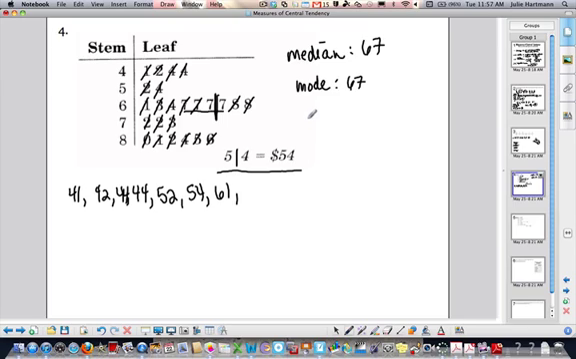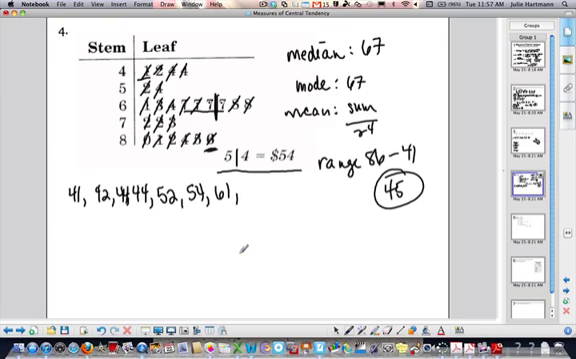If you have to find the mean, you just add them all up, use a calculator, add them all up, and divide. There are 1, 2, 3, 4, 5, 6, 7, 8, 9, 10, 11, 12, 13, 14, 15. So you add them all up and divide by 24. Okay, that gives you your mean. And then your range, the highest one was 86, minus the lowest one, 41, giving us a range of 45. Okay, that's how you do the stem and leaf plot.